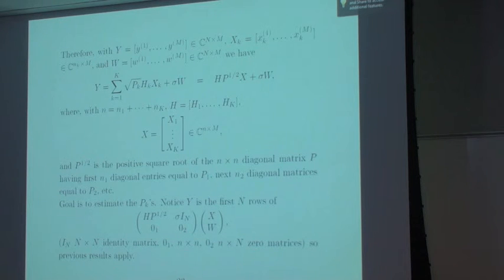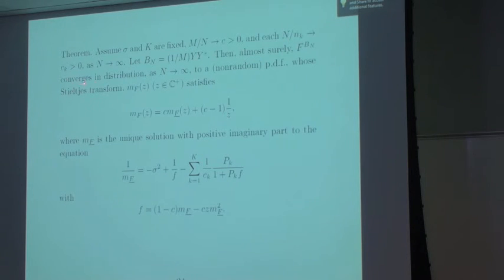Okay, we have the previous results, and the main result is about this matrix, which is big N by big N. Almost surely it converges in distribution to something whose Stieltjes transform is equal to this. It's a unique solution with positive imaginary part to this equation.